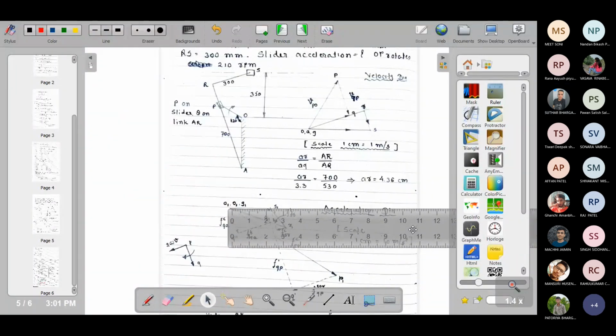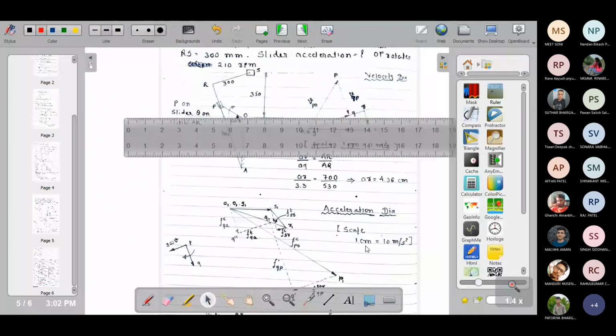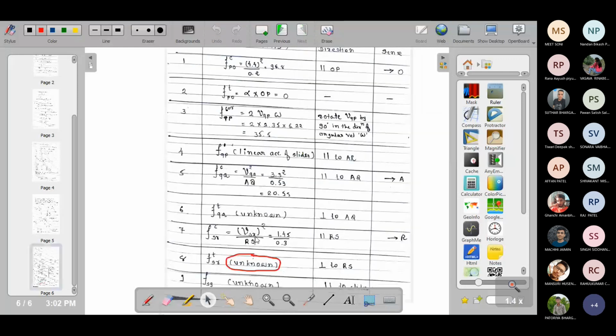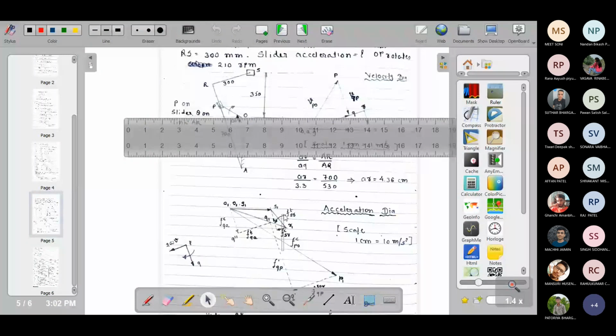Suppose this is coming 2.4 centimeter. तो कितना आएगा? 2.4 centimeter. So it is 2.4 meter per second square. You need to multiply with 10. So 24 meter per second square. Is this clear? Yes, sir. Okay. So this is what your acceleration diagram. Any confusion in this?